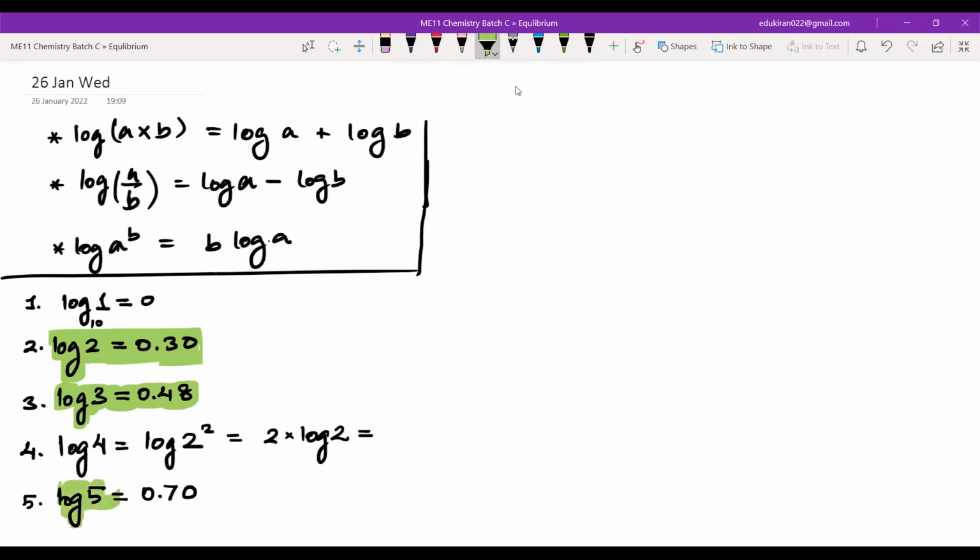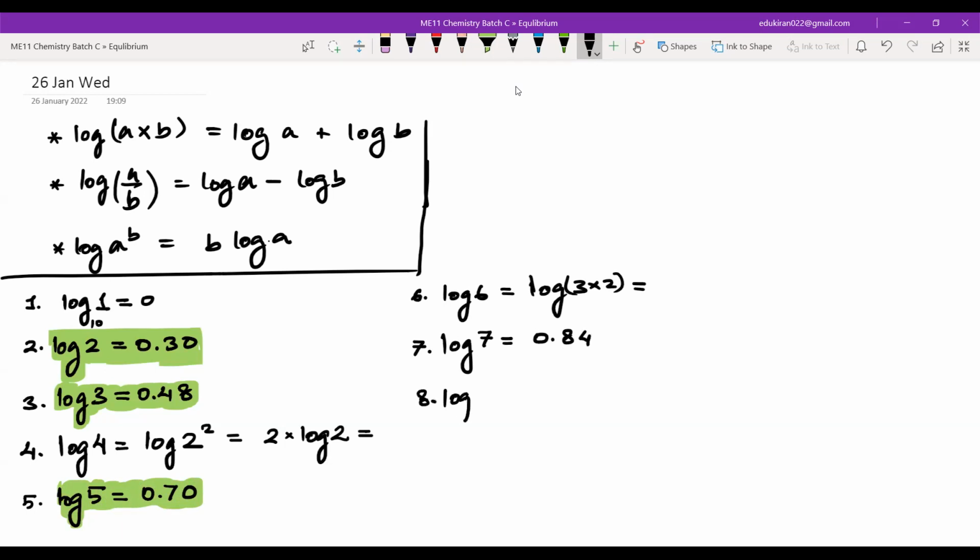And there is one more, that is log 7. Now, then 6th, I will write log 6. We can write log 6 as log 3 into 2. And then you will use the product rule. This will be equal to log 3 plus log 2. And then you will write the value. What is this equal to log 6? Calculate. And then log 7 is equal to 0.84.